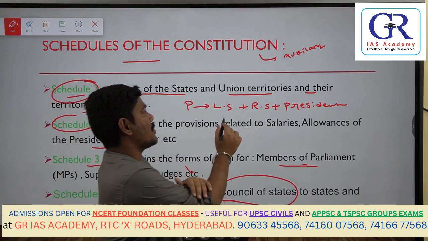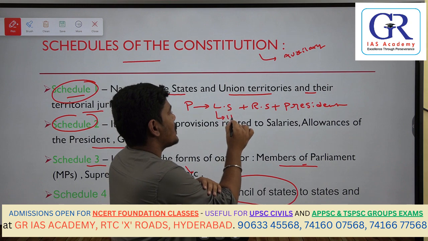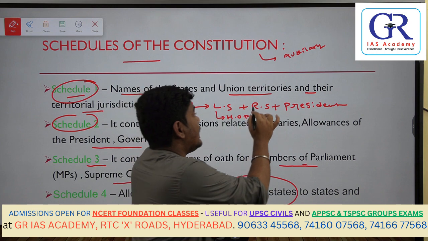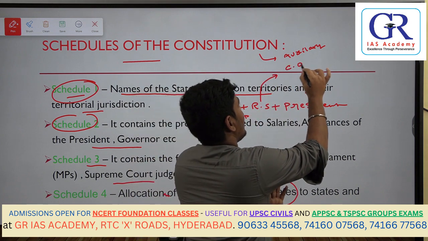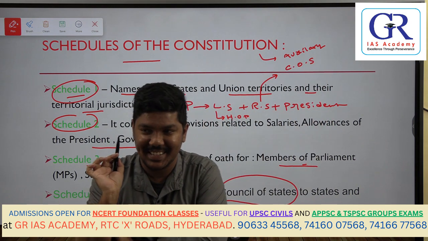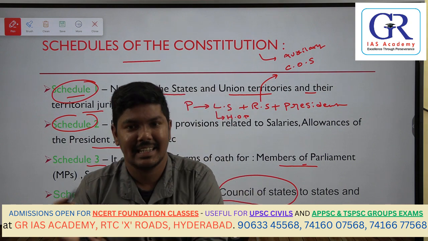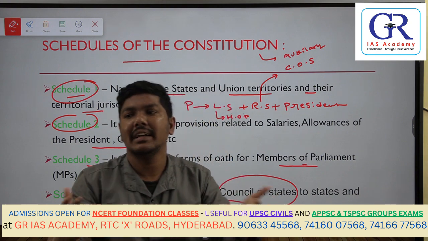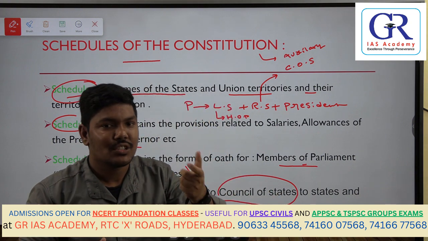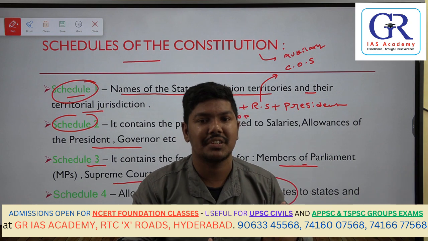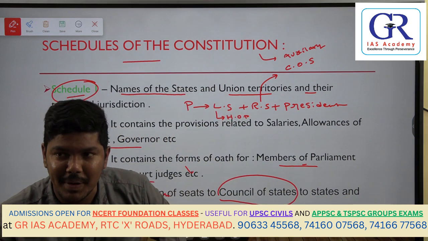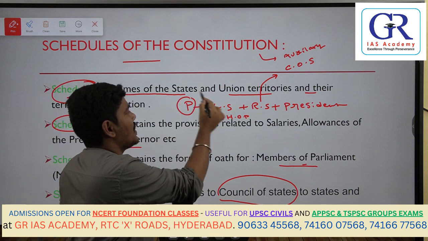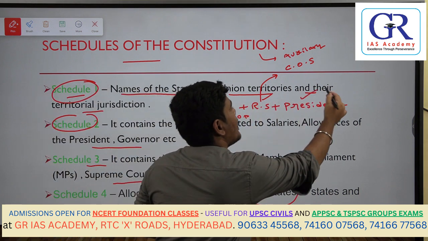If you talk about Lok Sabha, what was the other name of Lok Sabha? House of People. When I take Rajya Sabha, it is called Council of States. When we discuss the composition and those aspects, we will discuss in a more detailed way. So the other name of Rajya Sabha is Council of States, and the other name of Lok Sabha is House of People. Therefore, the Parliament includes the Lok Sabha plus Rajya Sabha plus President.